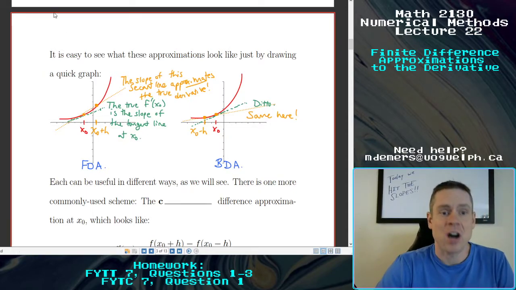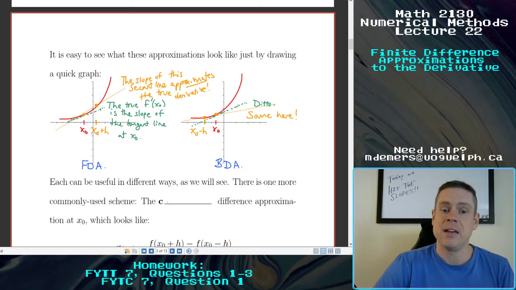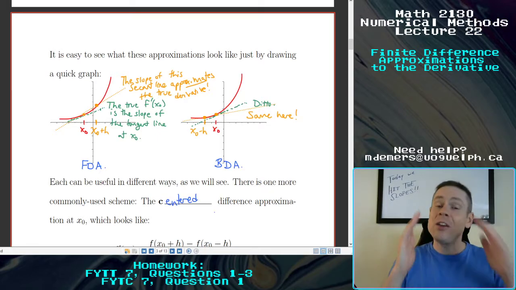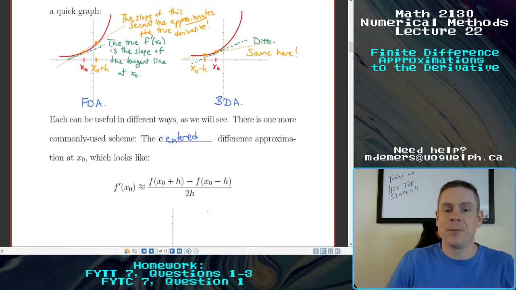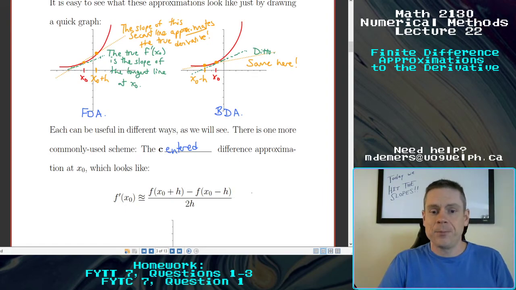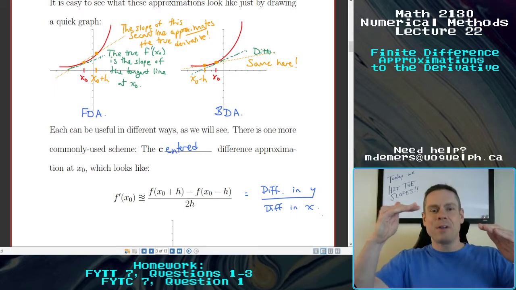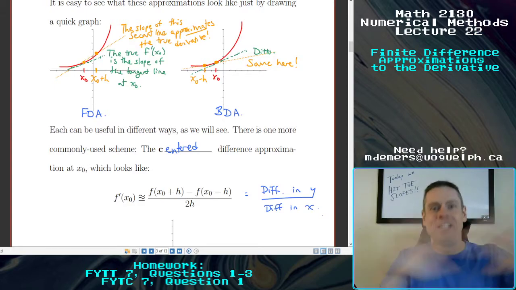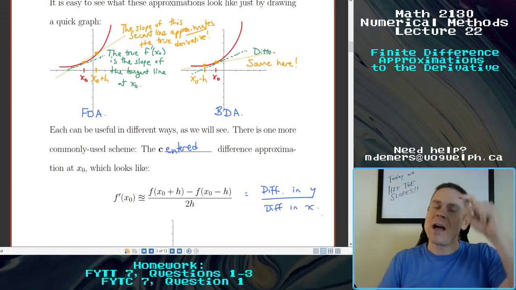There's one other commonly used scheme, and in fact, it's more useful in certain circumstances, and it is the centered difference approximation at x0. What's interesting about the centered difference approximation at x0 is that it's still a difference in height, a difference in y over a difference in x. Difference in y over difference in x. Except interestingly, it doesn't involve the function being sampled at the point you're interested in at all, which is kind of interesting.